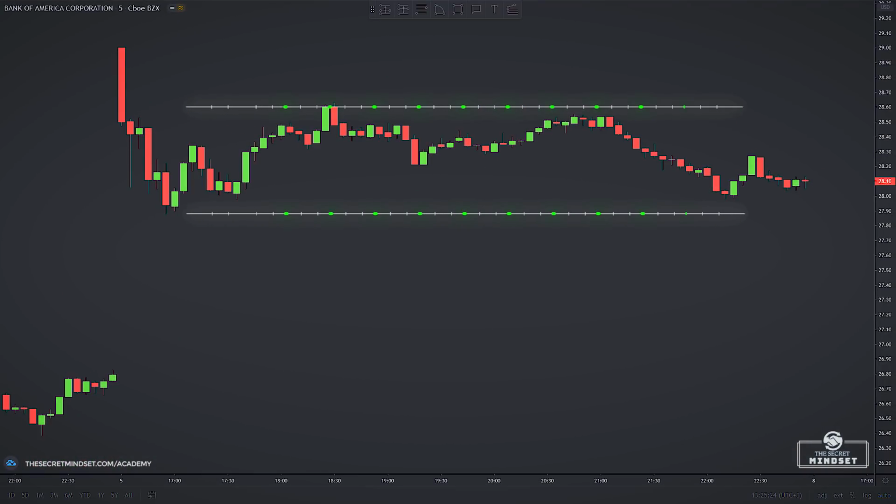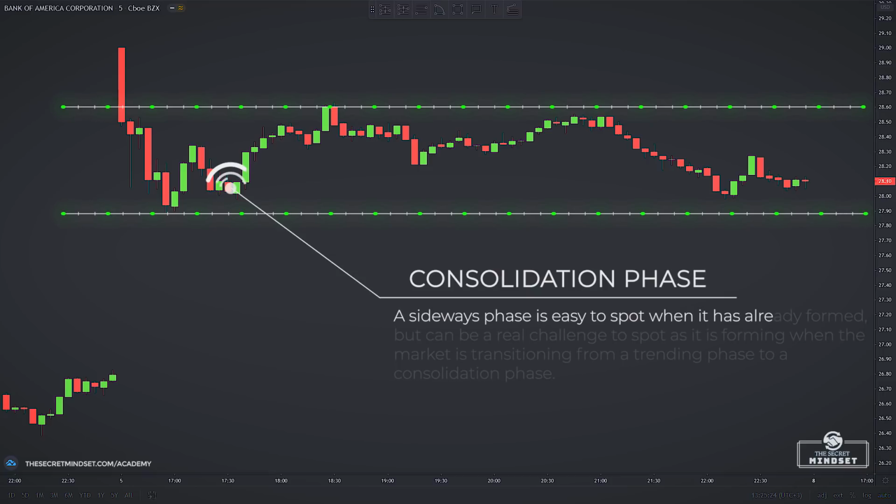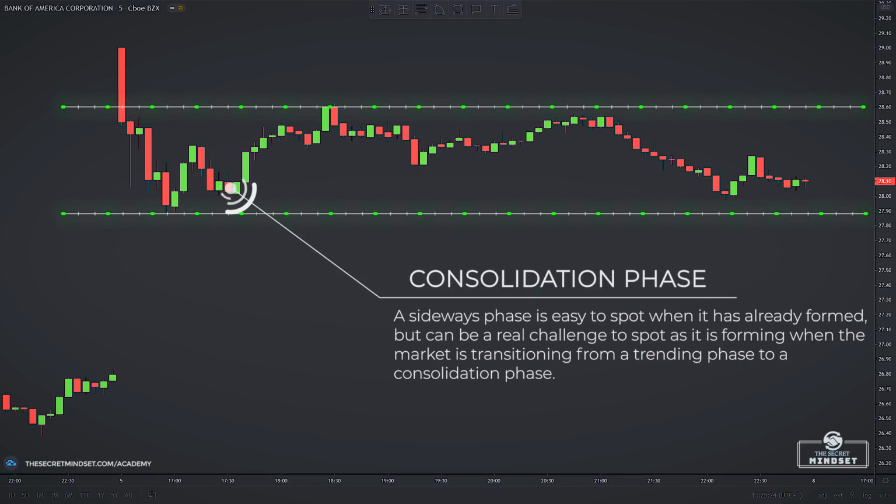A consolidation or sideways phase in the market may be easy to spot, even for newer traders, when it has already formed, but can be a real challenge to spot as it is forming, when the market is transitioning from a trending phase to a consolidation phase. It usually takes traders quite a few losses before they eventually realize the market has lost the trend and the decisive direction.